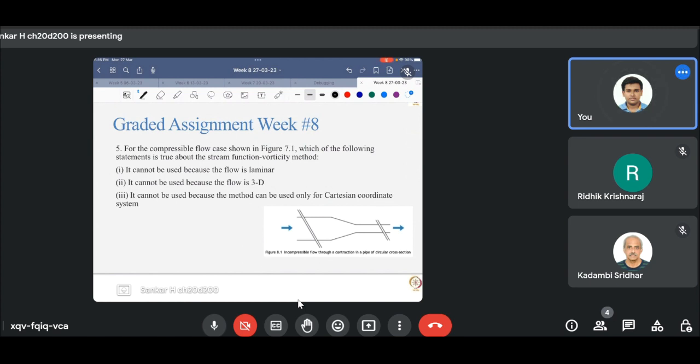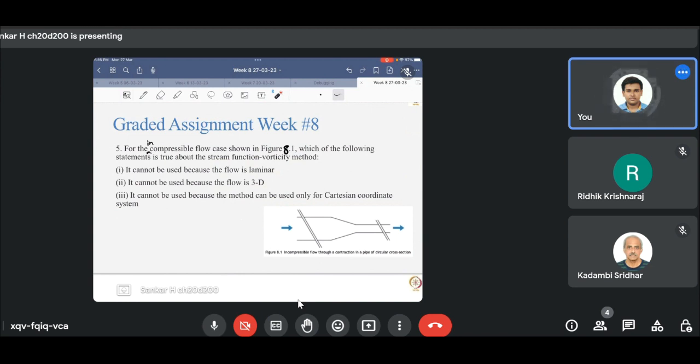Okay, let's move on to question number 5. Again, this is 8.1. Must be a mistake, too many mistakes here. Again, this is incompressible flow. For the incompressible flow case shown in figure 8.1, which of the following statements is true about the stream function vorticity method? Option 1, it cannot be used because the flow is laminar. It cannot be used because the flow is three-dimensional. It cannot be used for Cartesian coordinate system. We'll go through this one by one.